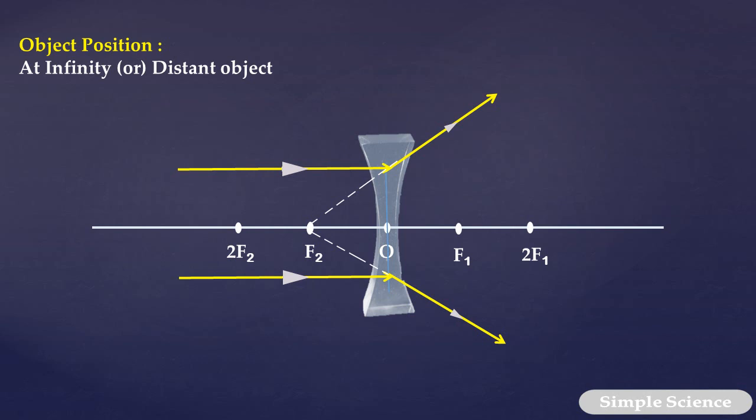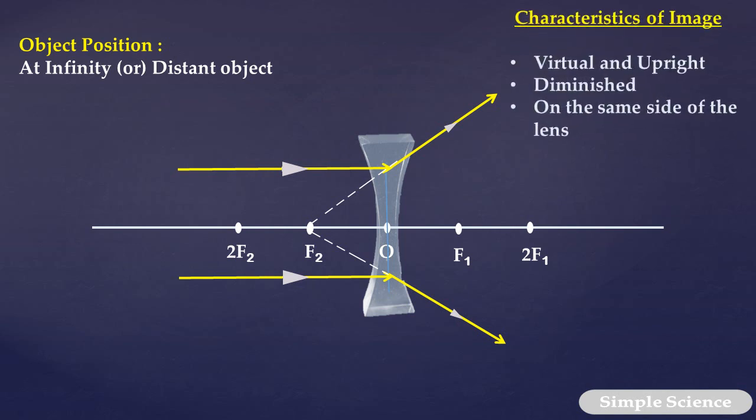So when the object is at infinity or a distant object, we take a parallel beam of light and the image is formed at F2 or focus. So the image is formed by producing the refracted rays backward. So it will be a virtual image, virtual and upright, highly diminished, and on the same side of the lens at focus. Okay, so this is about first case. Here is the image formed.